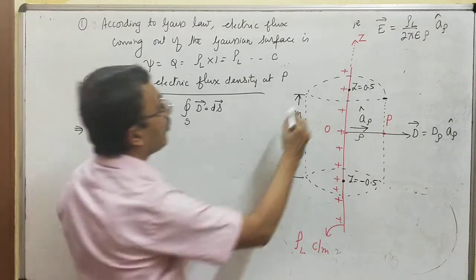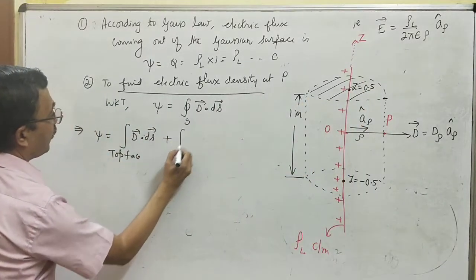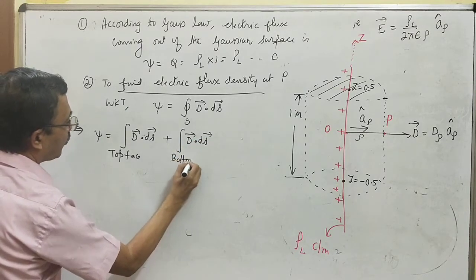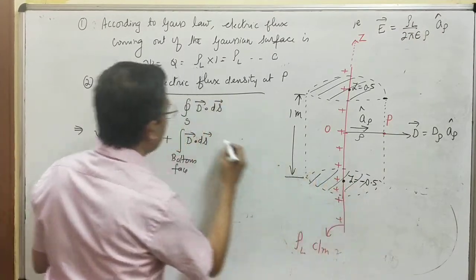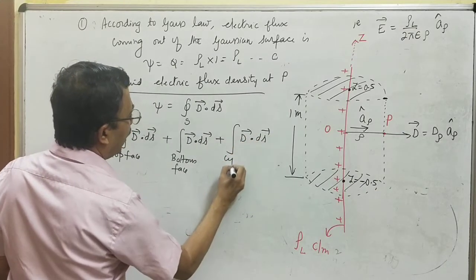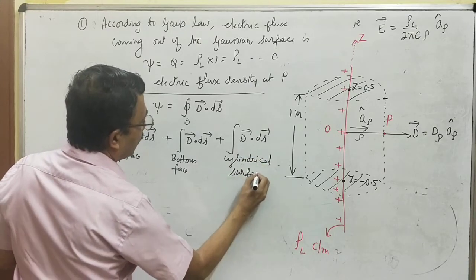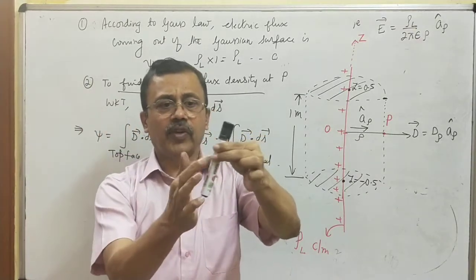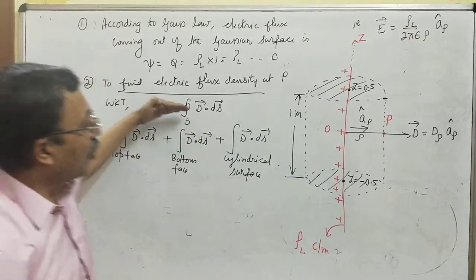This is the top face. Open surface integral vector D dot dS for the bottom face. This is the bottom face. Plus open surface integral D dot dS for the cylindrical face or cylindrical surface. So if you take this as a cylinder, this is the top face, this is the bottom face, and this is the cylindrical surface.